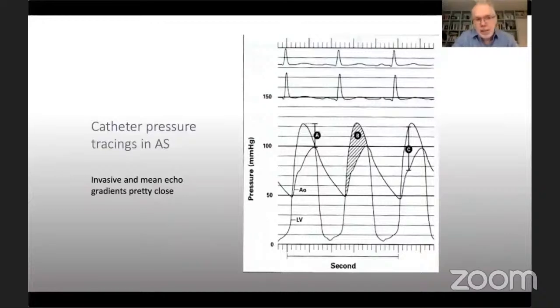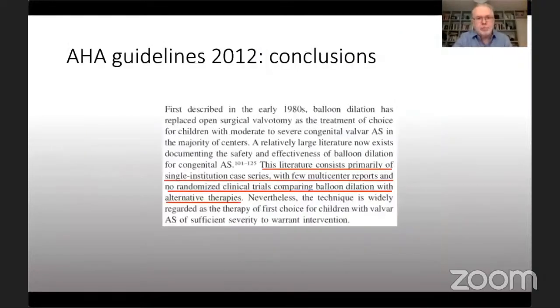And just very briefly as an aside, there's a difference between the catheter pressure tracing and the echo, in that the catheter measures the peak-to-peak gradient, the echo measures peak instantaneous, so echo does tend to overestimate. Fortunately, however, the mean gradient in echo is pretty close to the invasive catheter gradient and can be used as a guideline. Okay, back to these 2012 AHA guidelines.